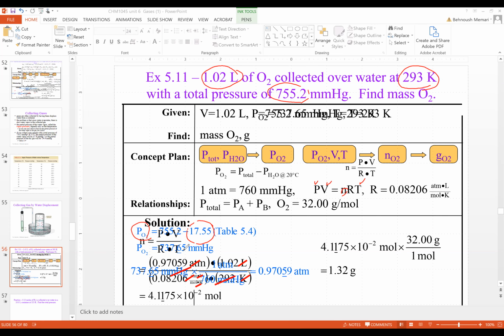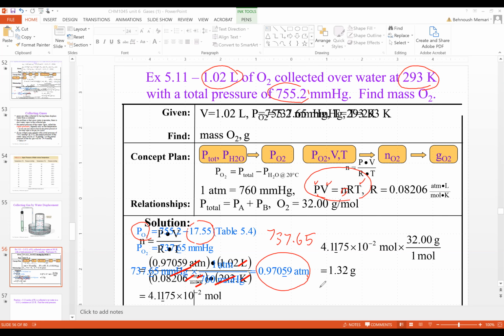So it's going to be 737 after you subtract 17.55, and this number is in millimeters of mercury. It has to change to atm because for the ideal gas law, we must have the pressure in atm. So we change that to atm by dividing by 760. So we have the atm.